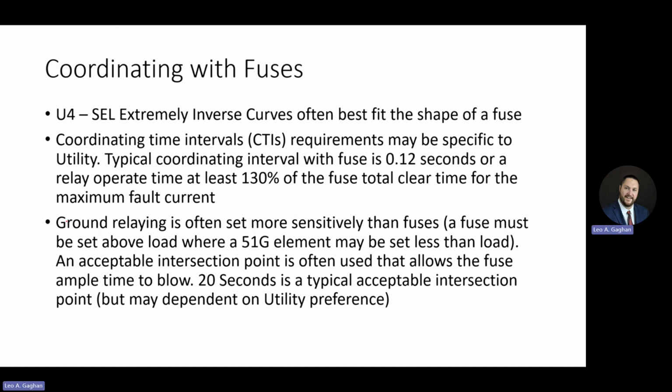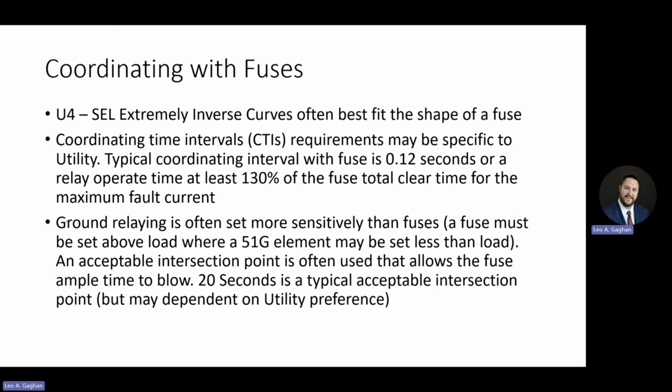And then, as we talked about, ground relaying is often set more sensitively than fuses. A fuse must be set above the load, as we talked about, whereas a 51G may be set less sensitive than load because it's really just looking at imbalance. Depending on your system, it could be as little as maybe 30% of peak load. On a transmission system, you tend to have less imbalance, but on the distribution, it may be a little bit higher.